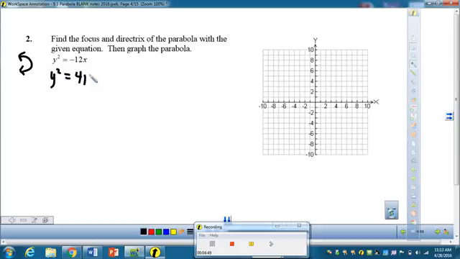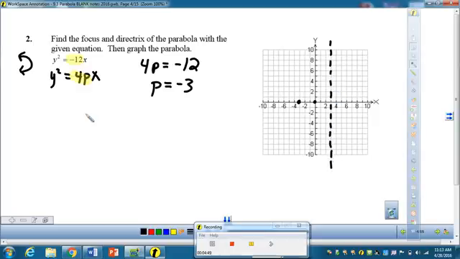So if we compare this to the standard form, we see that this time 4p is equal to negative 12, and divide both sides by 4, giving us p is negative 3. So our vertex is still at 0, 0. We're going to do our focus 3 spaces in the negative direction, and so the directrix will be 3 spaces in the opposite positive direction.